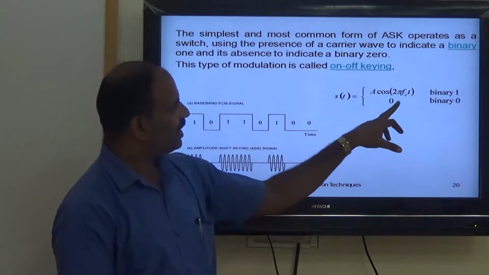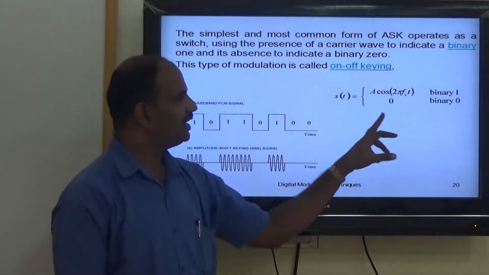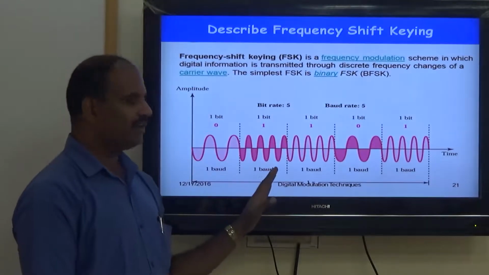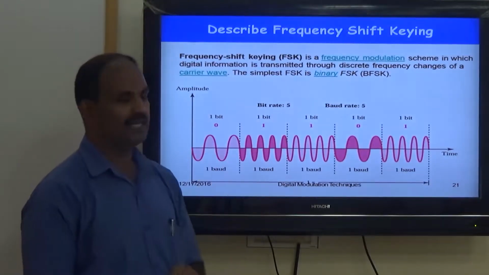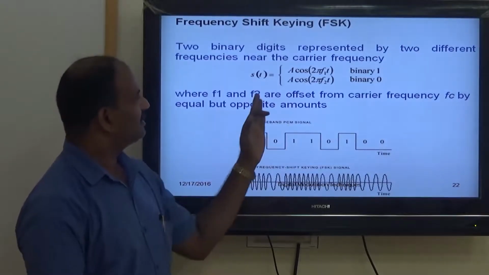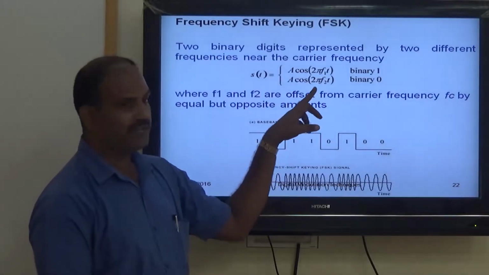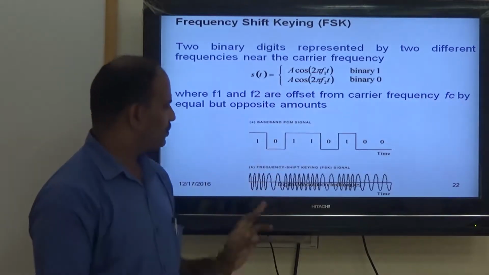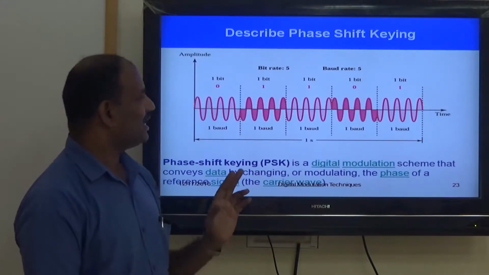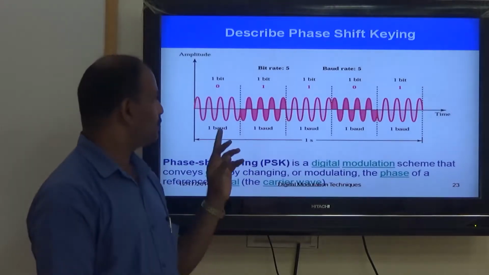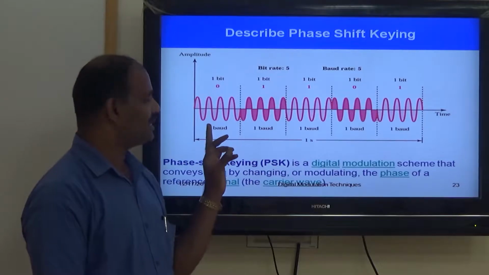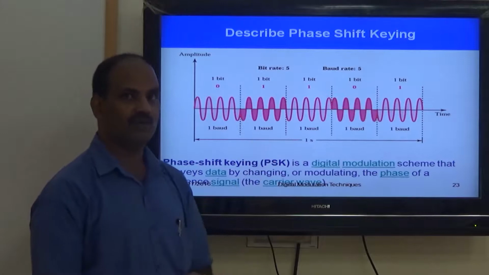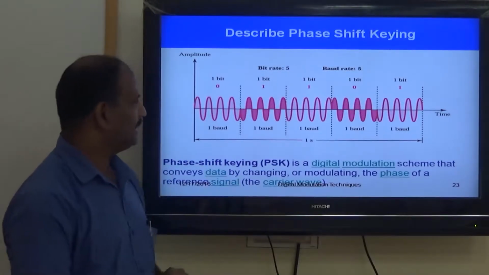s(t) is equal to A cos 2 pi fc t for binary symbol 1, and 0 for binary symbol 0. And this is FSK. Two different frequencies are shifted between one bit and another bit. The carrier is cos 2 pi f1 t for binary bit 1 and cos 2 pi f2 t for binary bit 0. So this is the waveform, and this is PSK. Two different phases of the same carrier are used. For transmitting bit 0, we use a 0 degree phase shift, and for transmitting bit 1, we use a 180 degree out of phase signal. This is PSK.